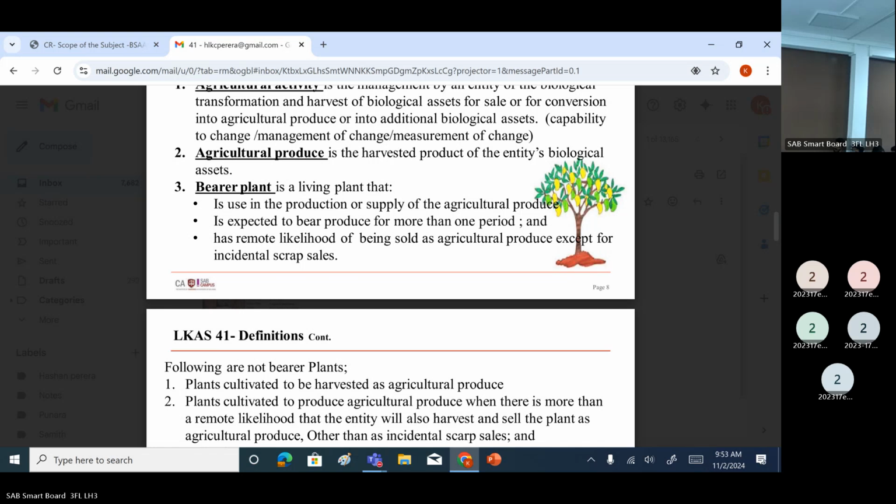We are getting agricultural produce more than one period. Again, what falls under the definition? Mango tree, coconut tree, jackfruit, all those things we can put here as a bearer plant. It has remote likelihood of being sold as agricultural produce except for incidental scrap sales.